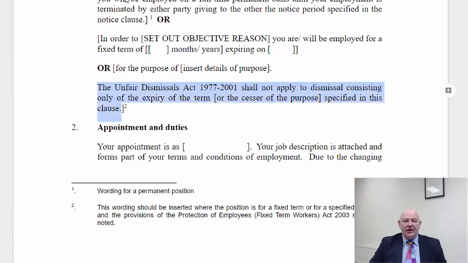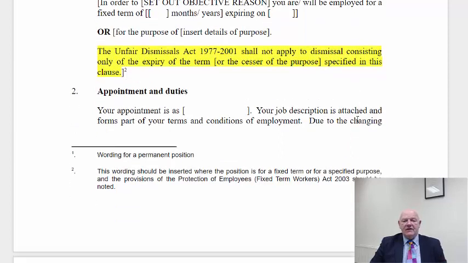Which is in my contract, and that is a statement that the Unfair Dismissals Act will not apply to dismissal consisting only of the expiry of the term or the cessation of the purpose specified in this clause. In other words, if the contract is a fixed term contract for 12 months, the very fact that the 12 months comes to an end means that the contract is over and it will not give rise to an unfair dismissal claim. In other words, the contract has simply expired in accordance with the terms.